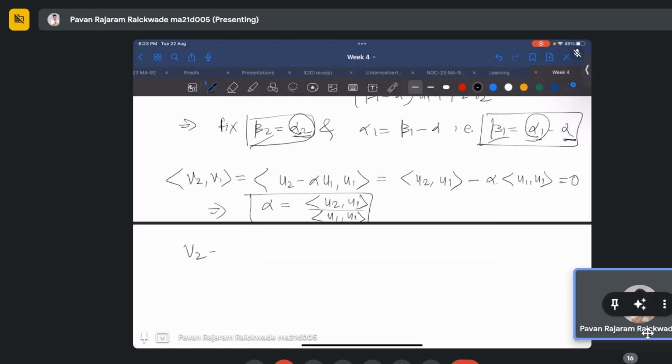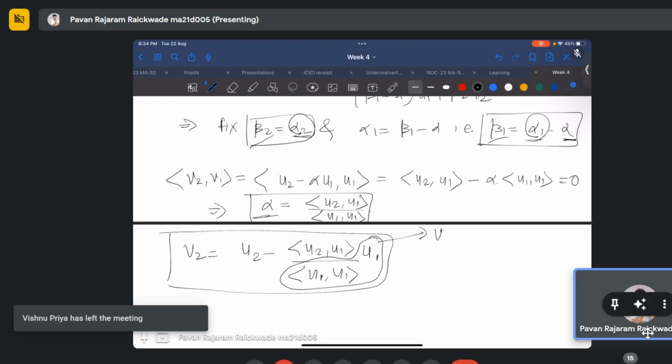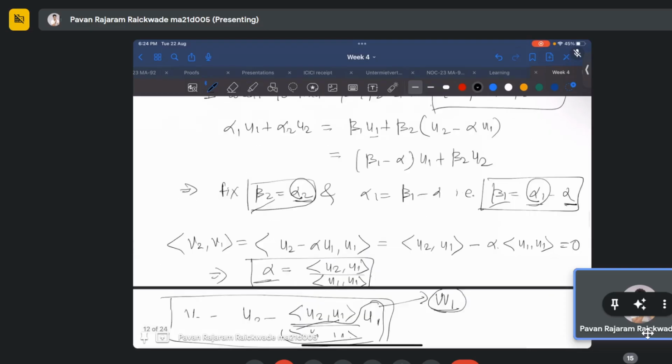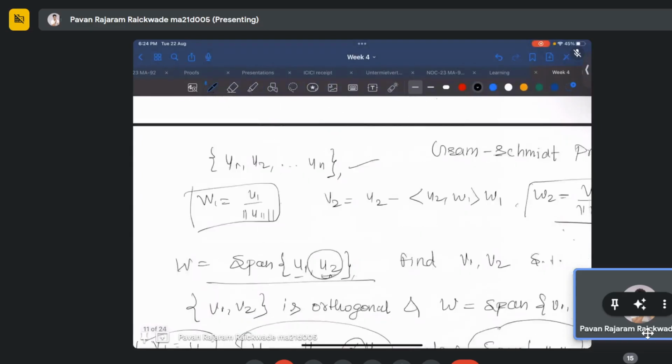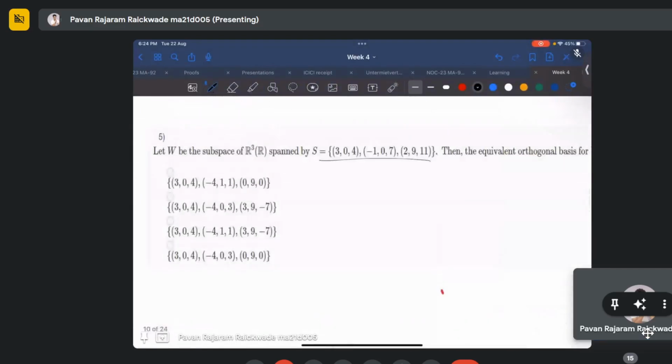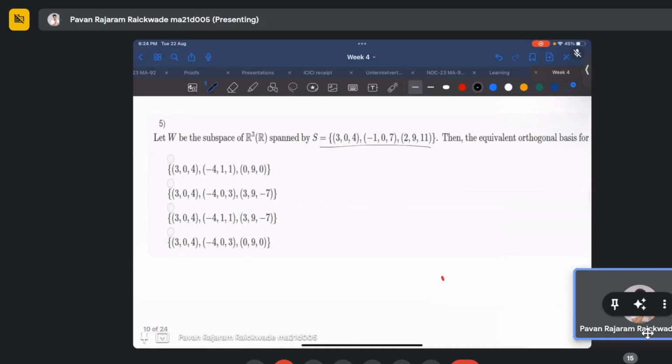Now you remember what my v2 is: u2 minus this alpha, the inner product of u2 with u1 divided by the inner product of u1 with u1, times u1. See, in the standard Gram-Schmidt procedure, you name the first vector as your w1 or v1, whatever it is, and then you find the second vector in this method, right? u2 minus the inner product of u2 with this w1 times w1. Okay, so that's how this works. Do you understand the whole concept of this Gram-Schmidt? Yes, sir. Okay, so now this is just a standard calculation to do.